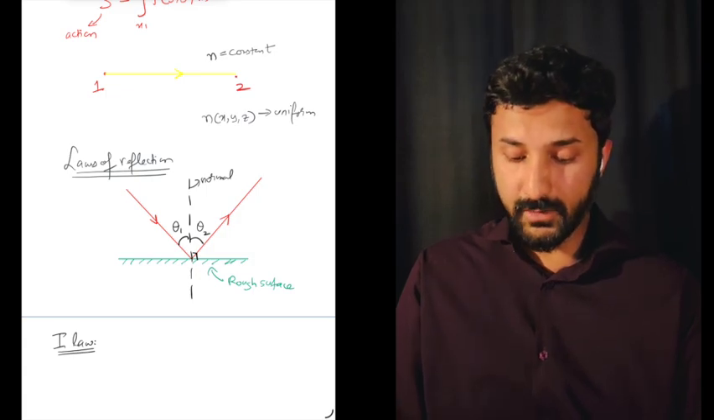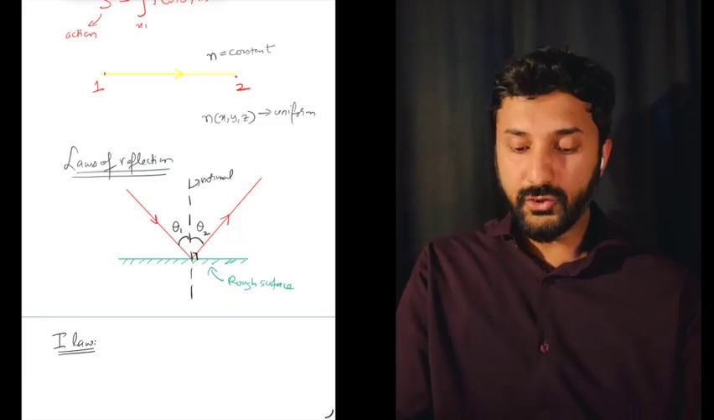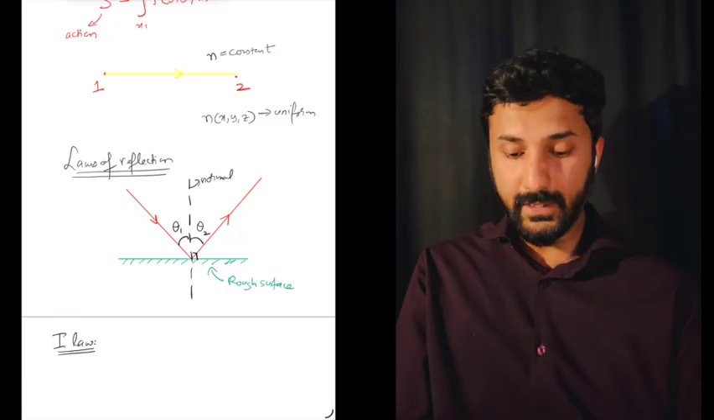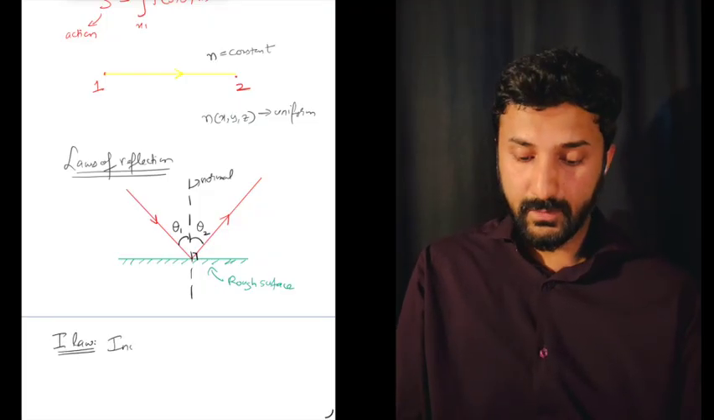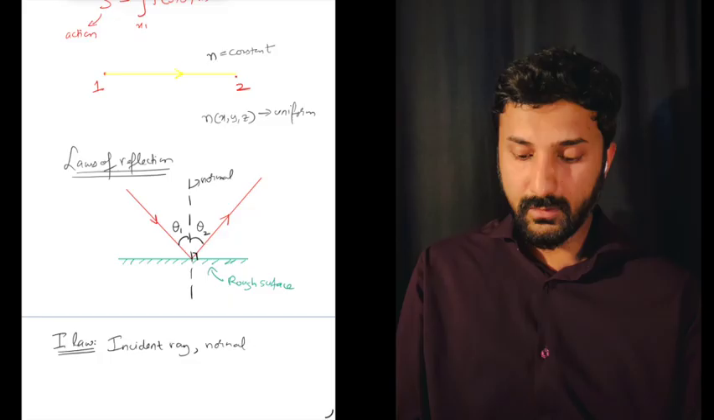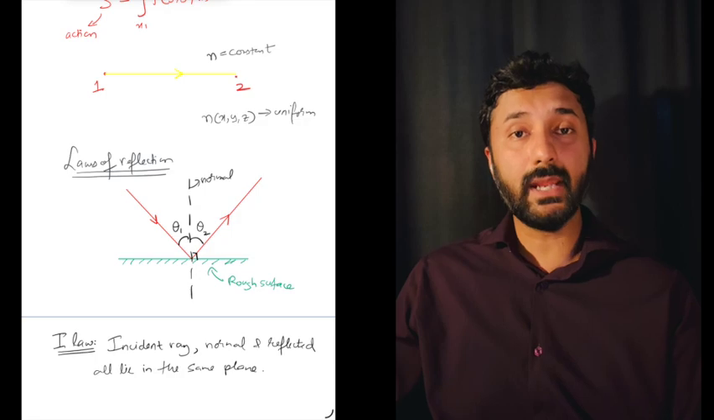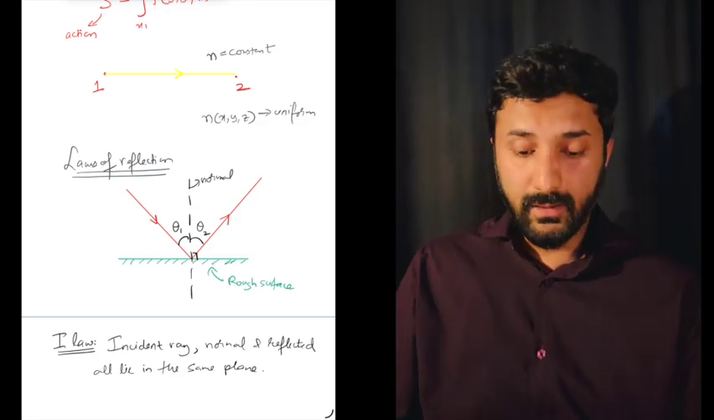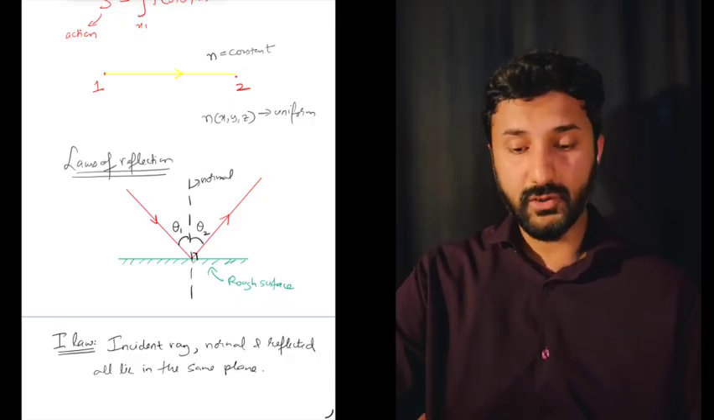But the first law of reflection can be understood as being that the incident ray, the normal to the plane of reflection here, and the reflected ray all lie in the same plane. Now, what do you mean by same plane? Does it mean that it's the reflecting surface that is the plane here? No. The plane is the plane of the screen, what you're able to see here.